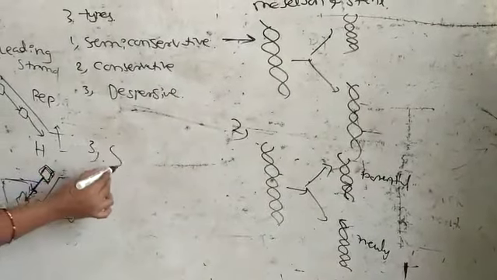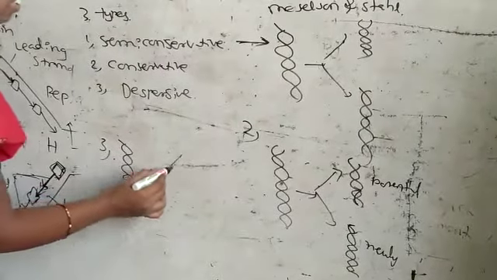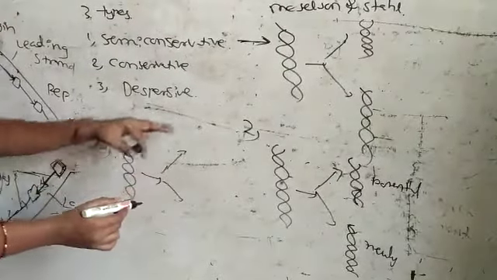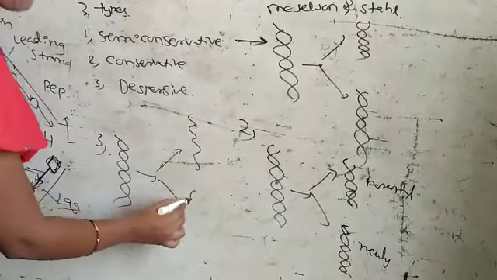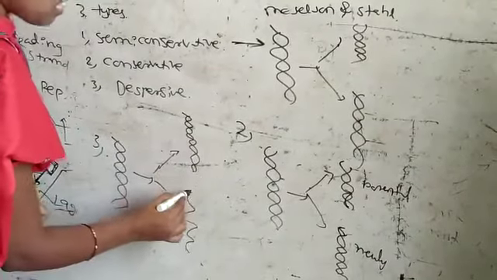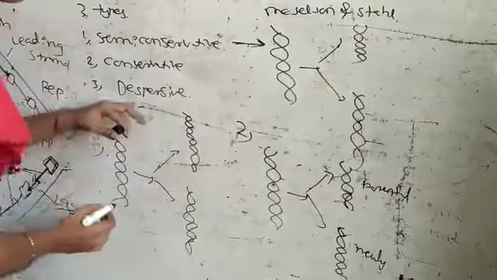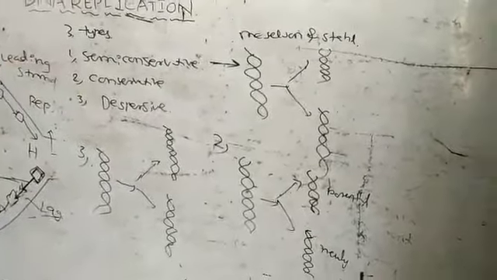The third one is the dispersive mechanism. In the dispersive mechanism, each daughter DNA molecule contains a hybrid of parental and newly synthesized strands. These are the three types of DNA replication.